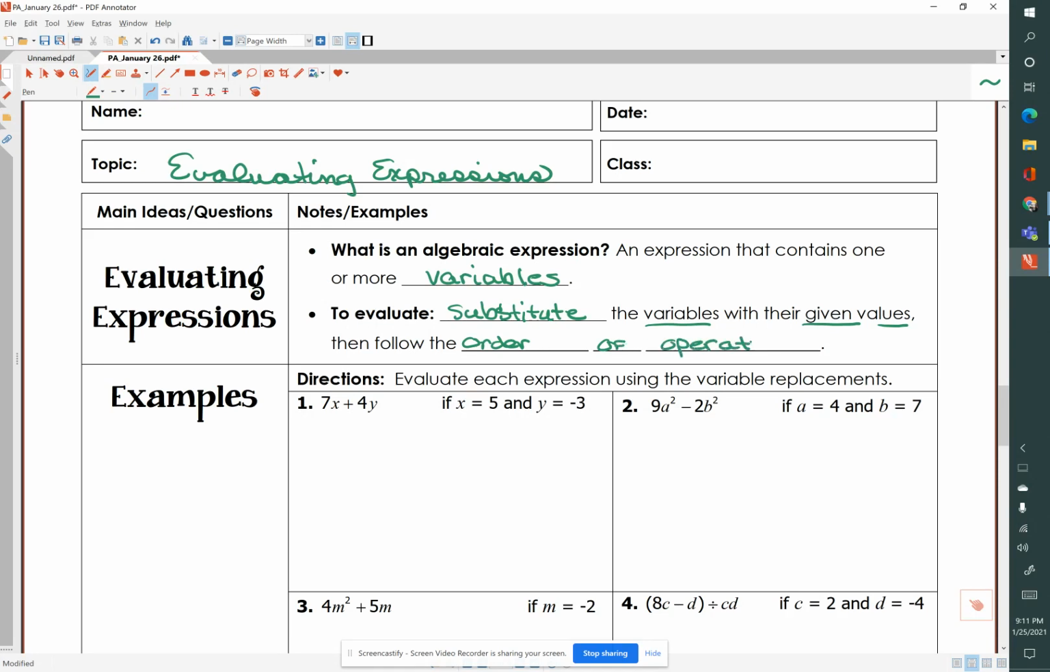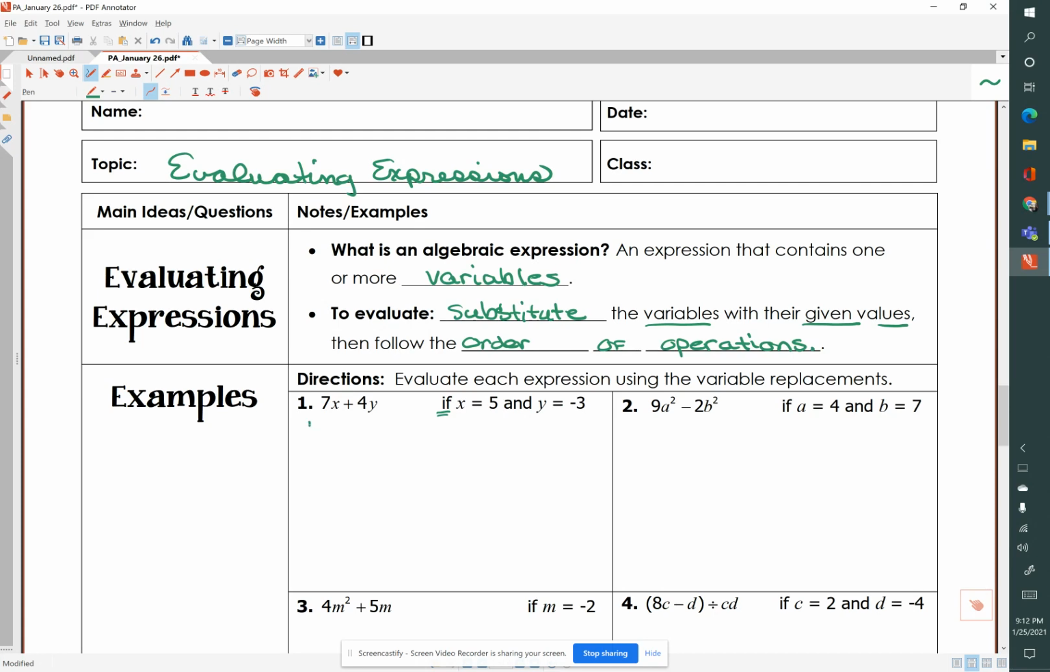I told you we were going to use this order of operations a lot, and you'll be using it a lot in your entire math career. Okay, so now in example number 1, it says 7x plus 4y if x equals 5 and y equals 3.